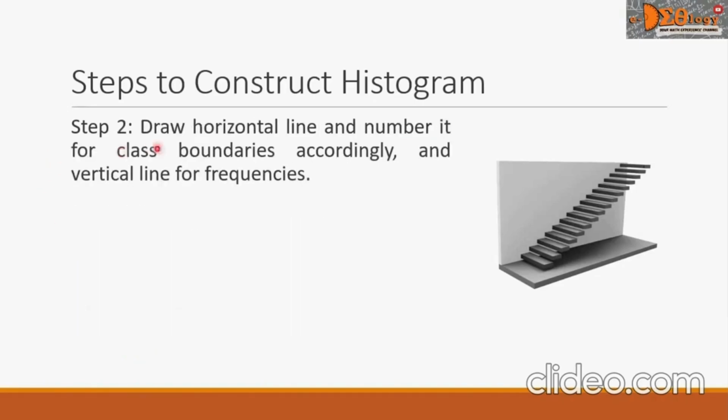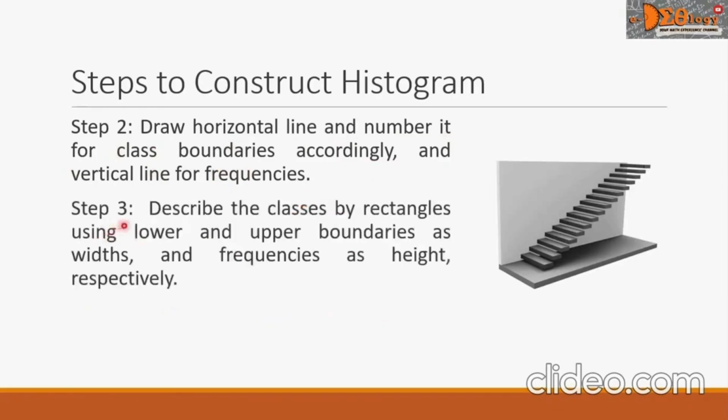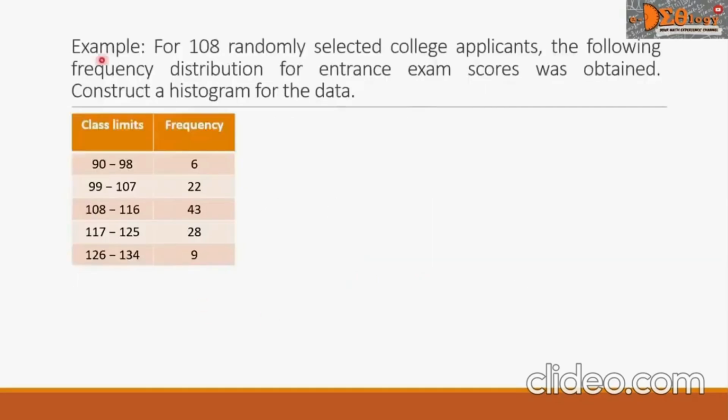Step 2. Draw horizontal line and number it for class boundaries accordingly, and vertical line for frequencies. Step 3. Describe the classes by rectangles using lower and upper boundaries as width and frequencies as height, respectively. Let us see one example.